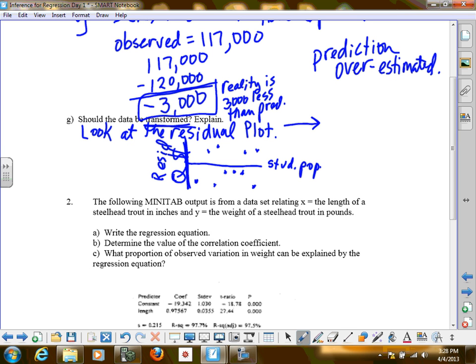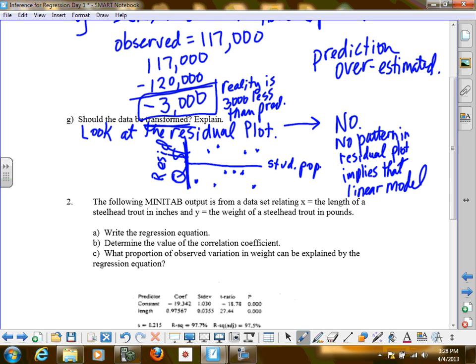So, should the data be transformed? That's our question. Should the data be transformed? The answer is no. Why? Good. No pattern in the residual plot implies that what? That the linear model is indeed appropriate. Good. Good, good, good. Okay.